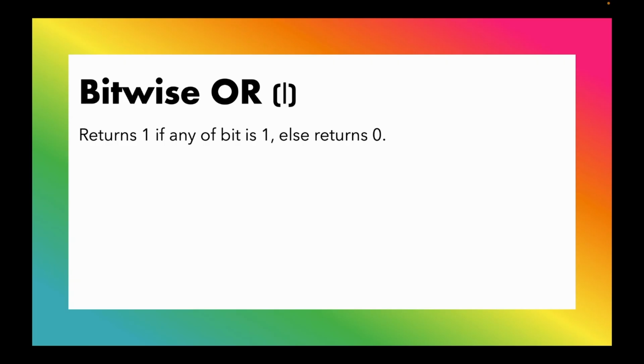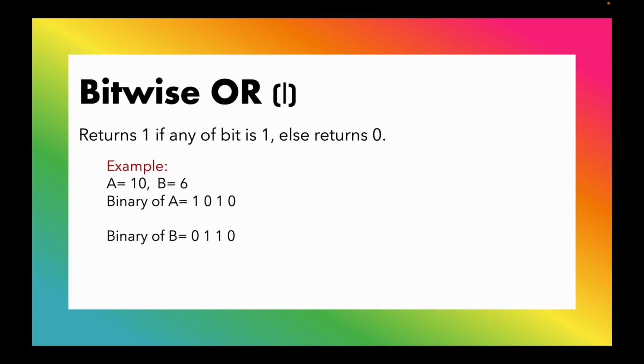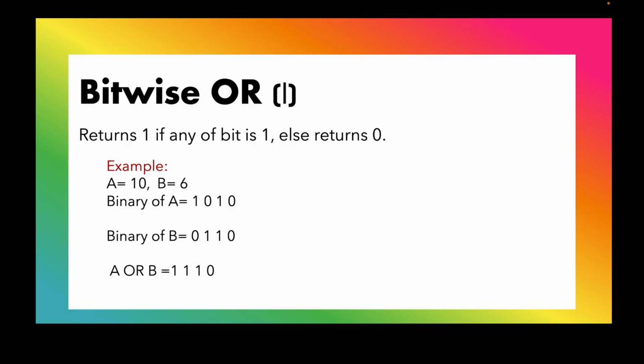Next we have the bitwise OR operator, and in this case it returns 1 if any of the bits is 1, else it returns 0. Let's see the example. A equals 10, B equals 6, and as earlier, the binary representation of A is 1010 and the binary representation of B is 0110, and A OR B equals 1110. That means if any of the bits is 1, then it gives the result 1, and the decimal value of 1110 is 14.